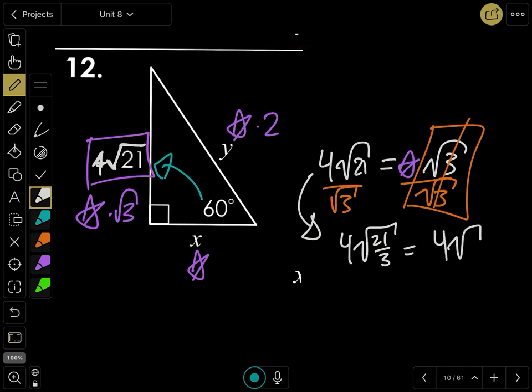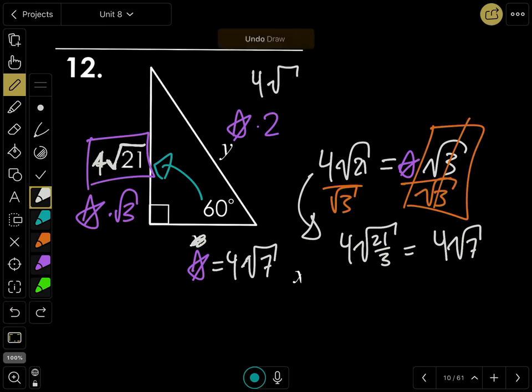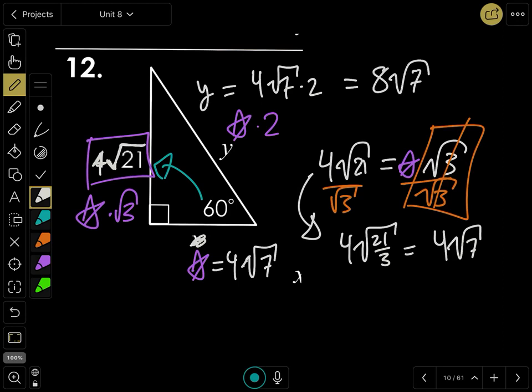So this is 4 times square root of 7. And so our star value is 4 times square root of 7. And if I wanted to do 2 times that, this would be 4 square root of 7 times 2. Well, that would just be 8 square root of 7. So y is equal to 8 square root of 7. This was x.